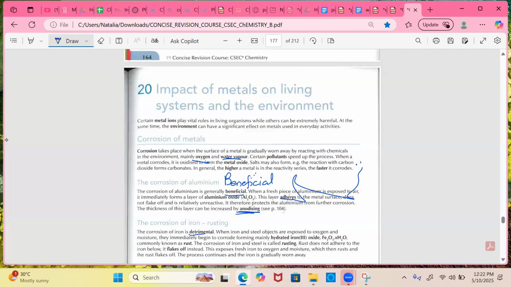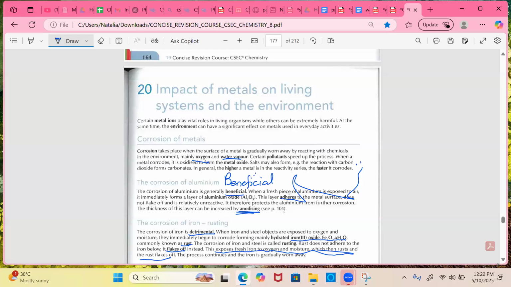Corrosion of iron is detrimental because when iron reacts with oxygen and water, it forms hydrated iron(III) oxide, which flakes off the surface. This is rust. It does not adhere to the surface. When it flakes off, this exposes fresh iron to oxygen and moisture, and so the rust will continue. So it's detrimental. The process continues until the entire iron wears away.